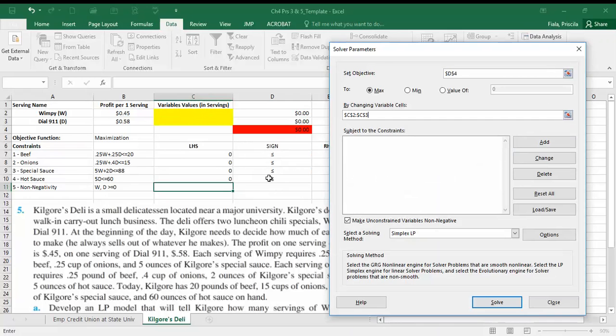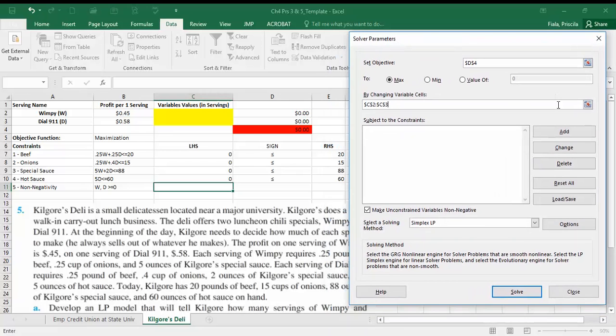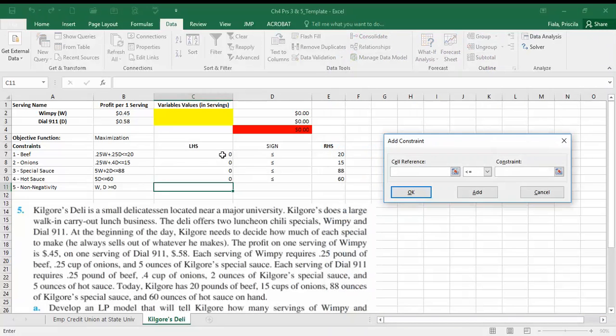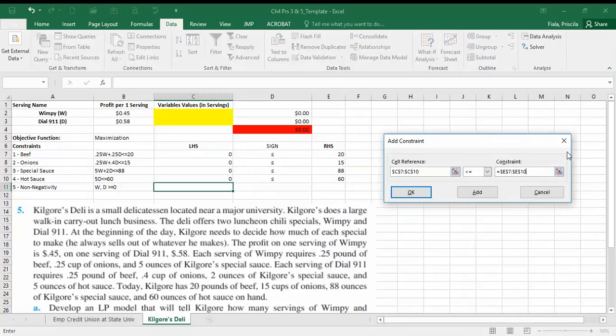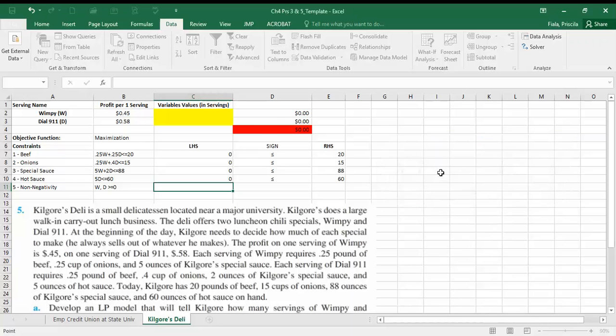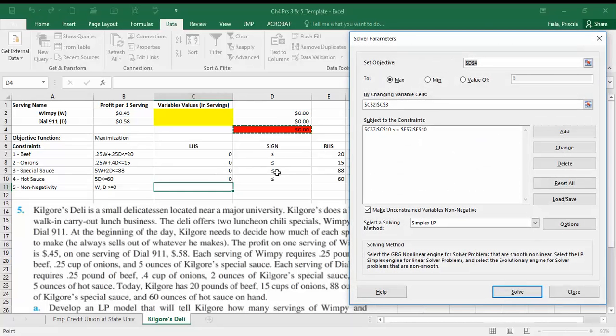But since I have the same sign, and I have shown you this shortcut before, all you can do is add all the left-hand sides, and then they are all smaller or equal to all the right-hand sides. You could go ahead and do one by one. That's fine with me too. It's just easier since it has the same sign. If you had a different sign, then definitely you're going to have to do it separately.